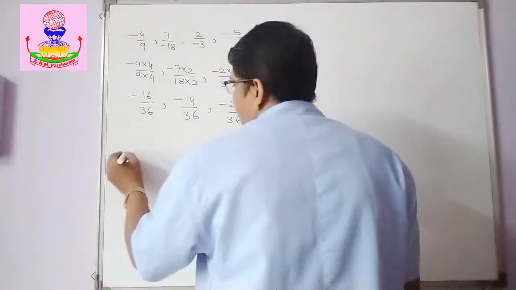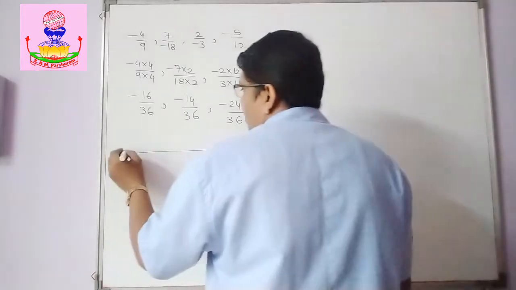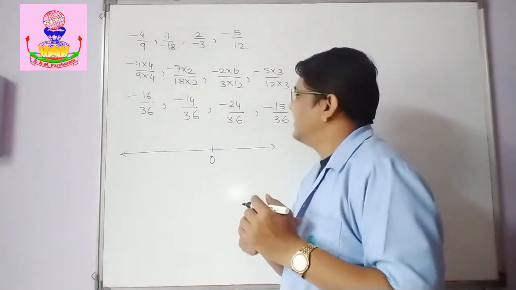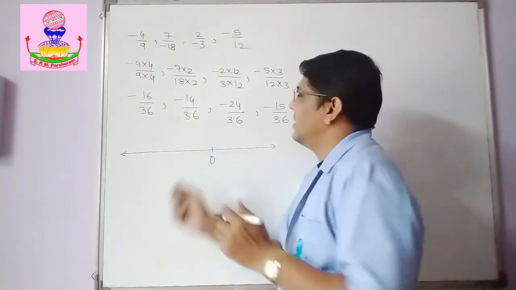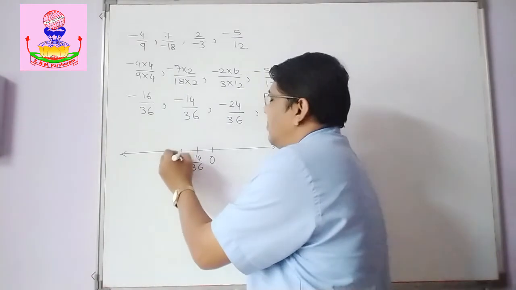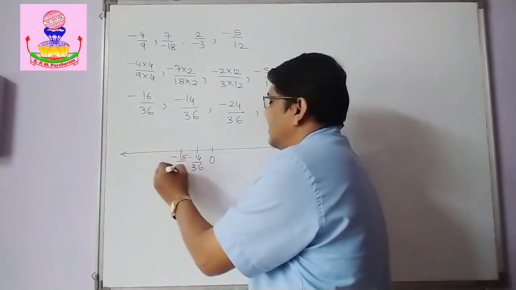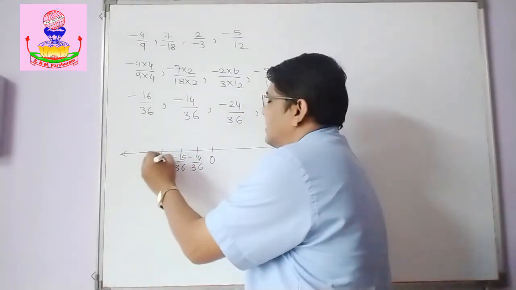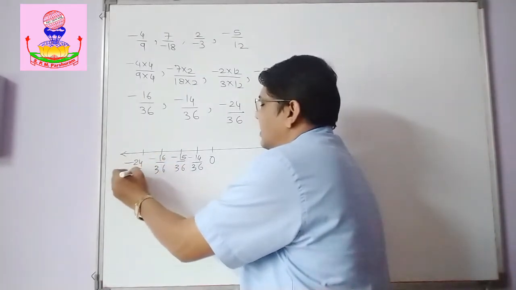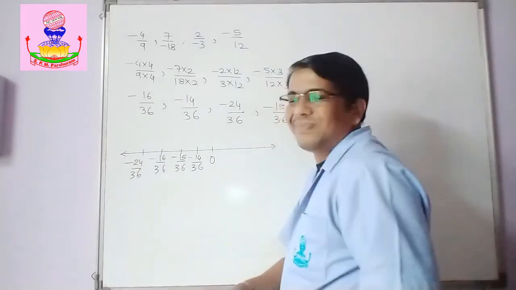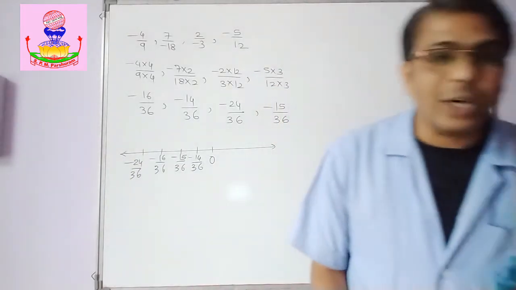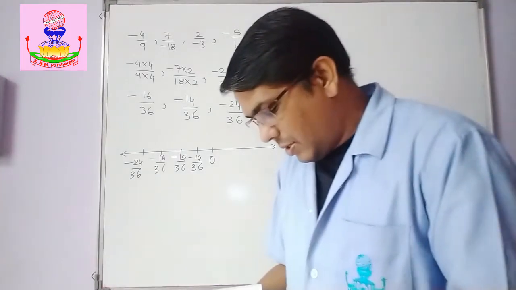Okay. Now on the number line, how you can represent them? So suppose this is 0. Now all are to the left hand side. Right? So which will come first here? Yes, exactly. Minus 14 upon 36. Then will come minus 15 upon 36. Then will come minus 16 upon 36. And last minus 24 upon 36. Right? Yes. Now let's check the options, what they say.